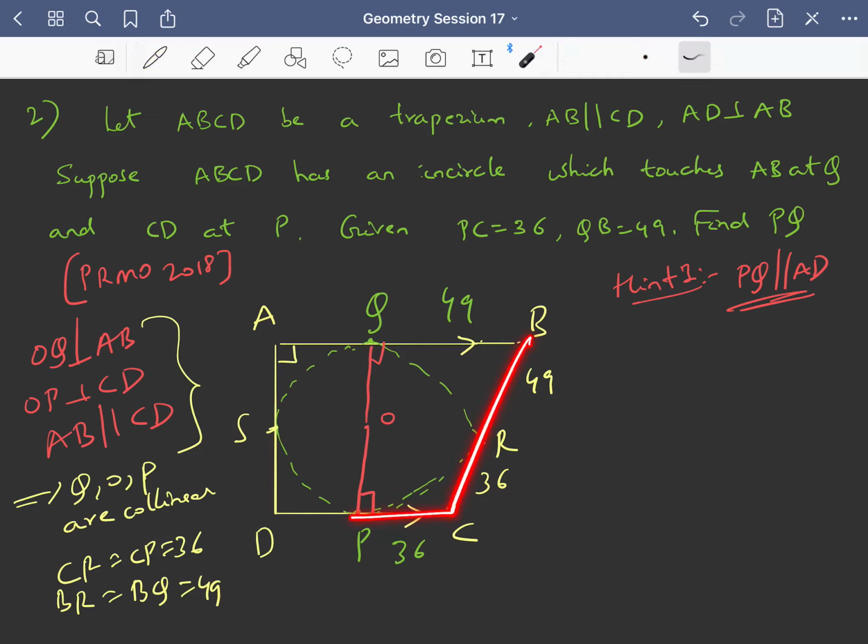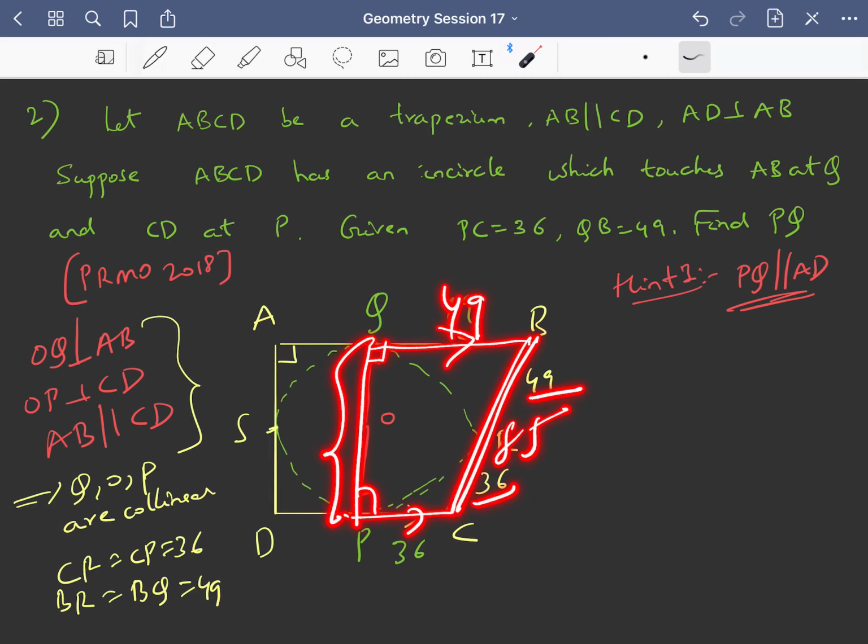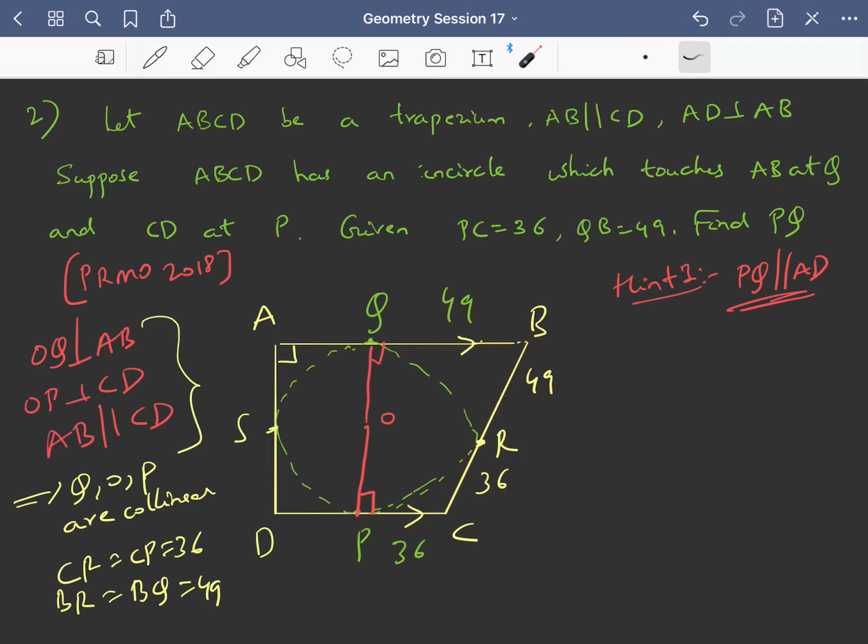So this is the quadrilateral. Okay, this is perpendicular, these two are parallel, 49, this is 85, right? 49 plus 36. So you need to find out the length of PQ. So now pause the video again and try this problem again. Okay, yes, so it's pretty simple now.